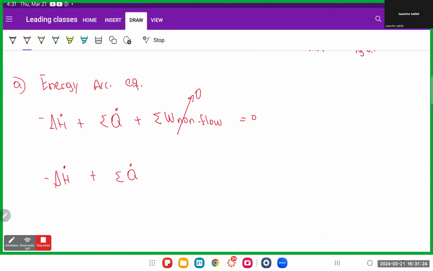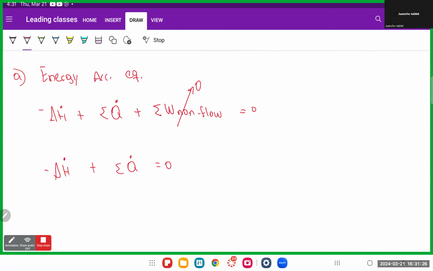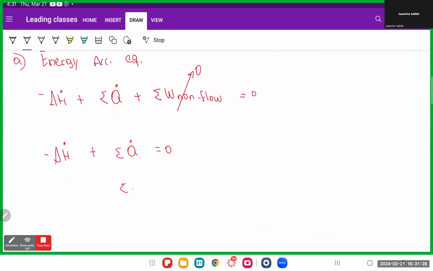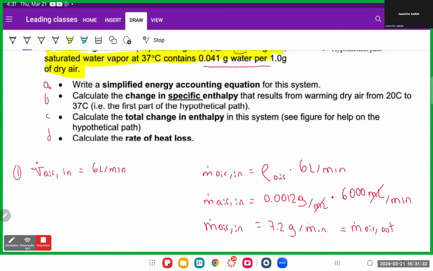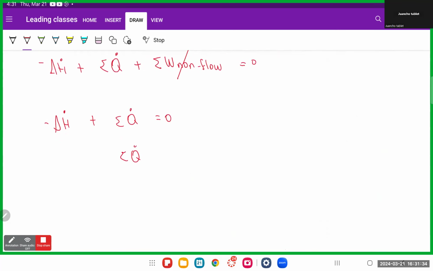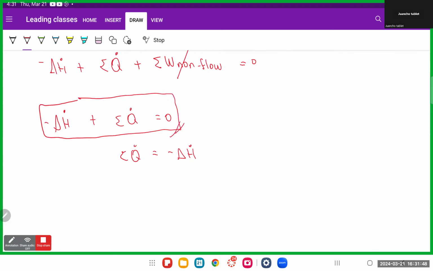So we can start foreseeing what we're trying to get to, which is our final question, calculate the rate of heat loss, which is going to be equal to the rate of enthalpy. So we need that to end our problem. Let's circle this question. And that should be the answer for A.